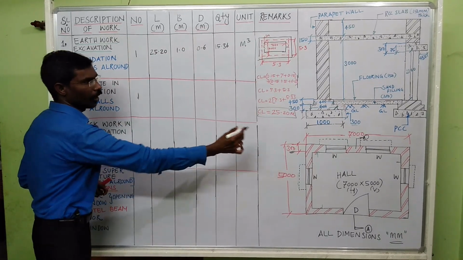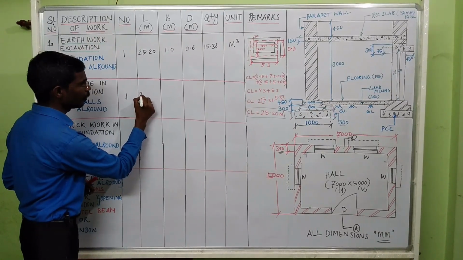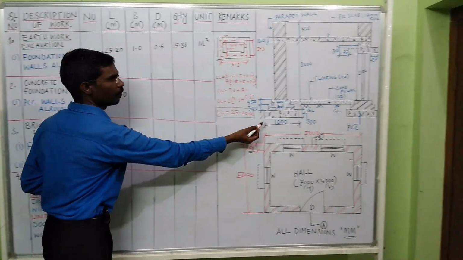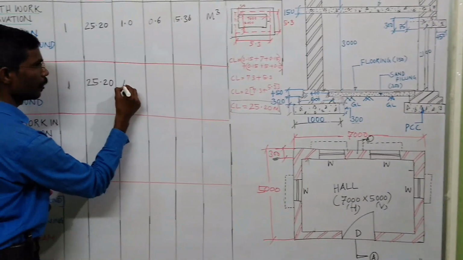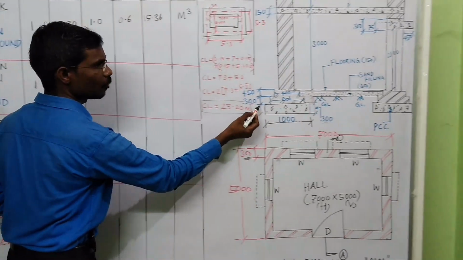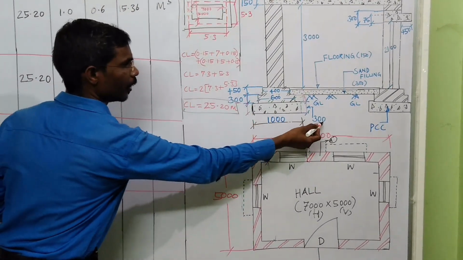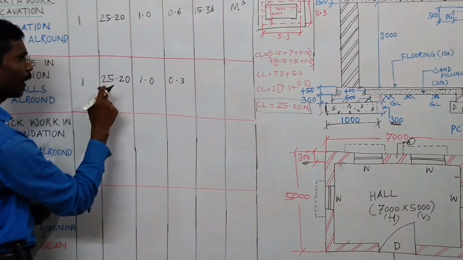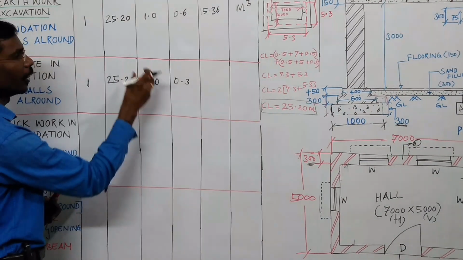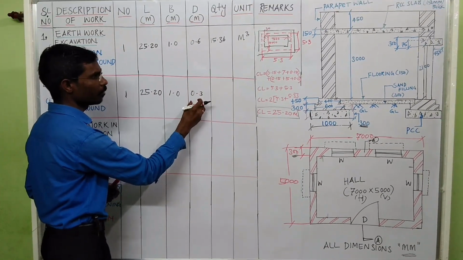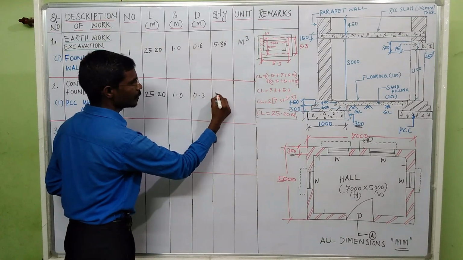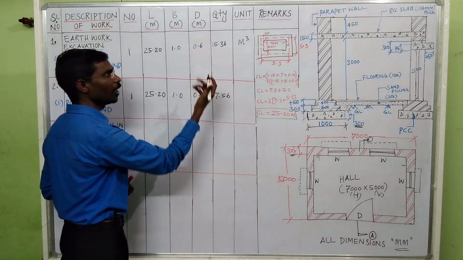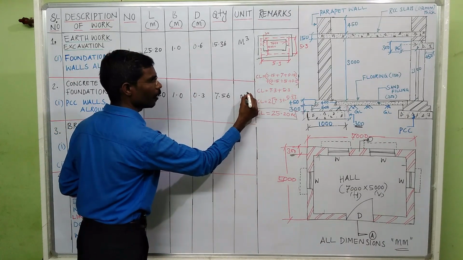The length of the all round building is the center line, 25.2. The breadth of PCC we are going to lay is 1000, but the height is only 300 mm we are going to lay. So it is 0.3. Multiply the 25.2, the breadth 1 meter and depth 0.3. You will get the answer 7.56. So this is also volume, so the volume measurement is in terms of meter cube.